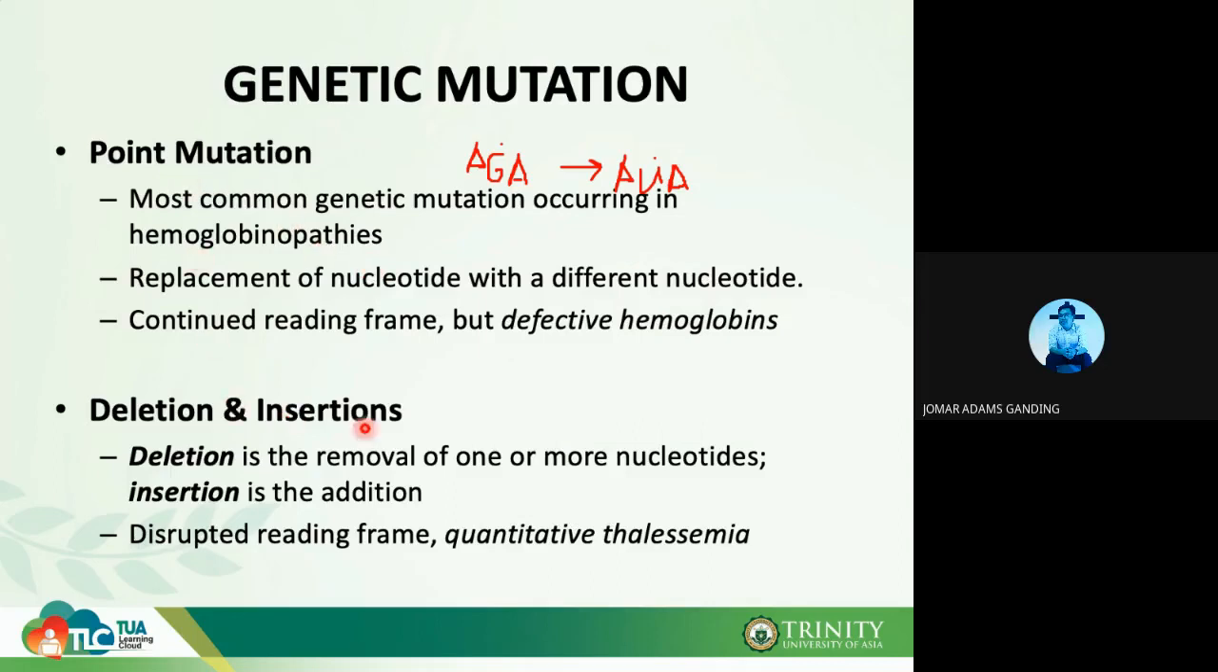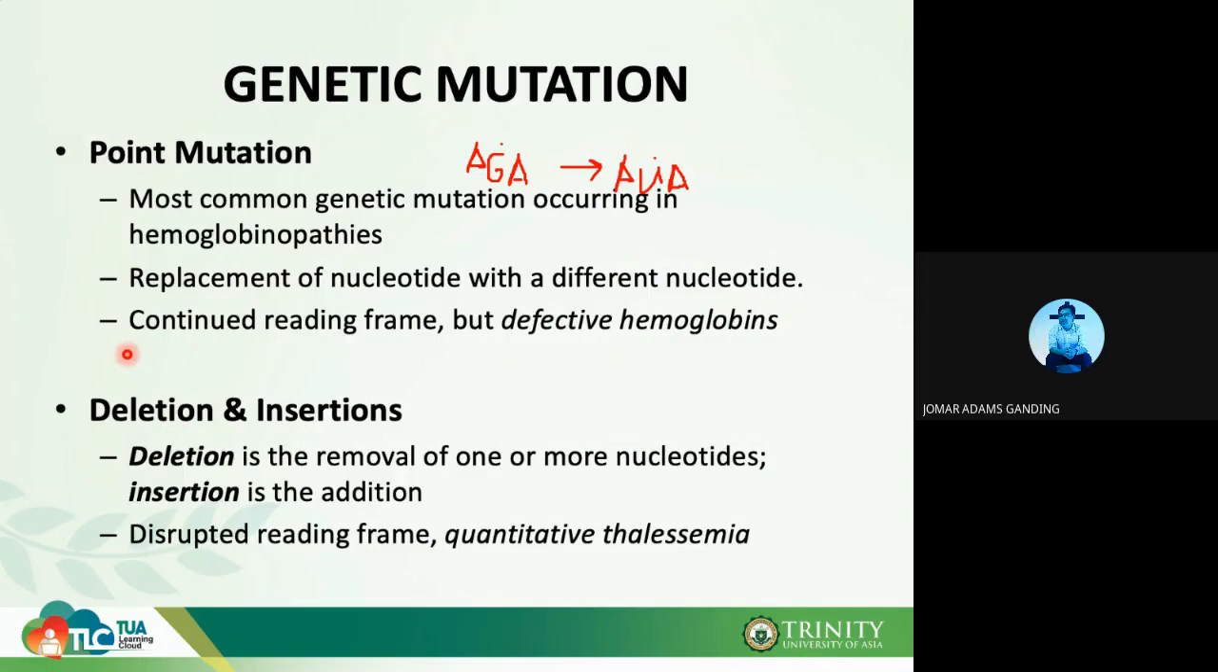In deletion and insertion, in deletion, there is a removal of one or more nucleotide. In insertion, there is an addition of one or more nucleotide. In this case, meron tayong disrupted na reading frame. At kapag disrupted yung reading frame mo, that will now cause your quantitative hemoglobinopathy or your thalassemia. Okay, nakukuha? So, madalas, ang ating hemoglobinopathies are actually point mutation. And our deletion, to be specific, causes your thalassemia.